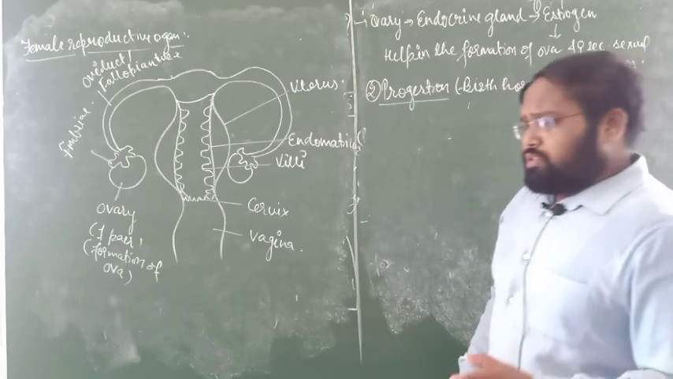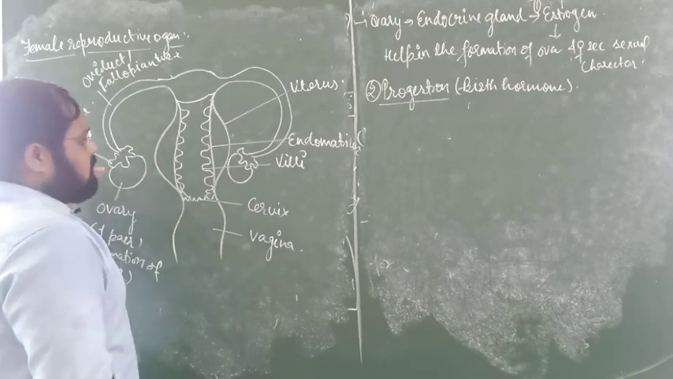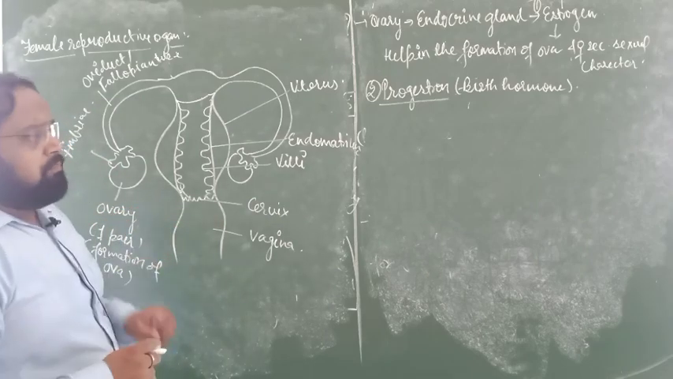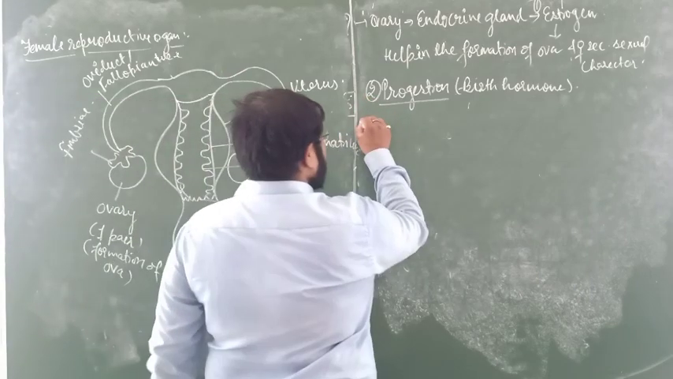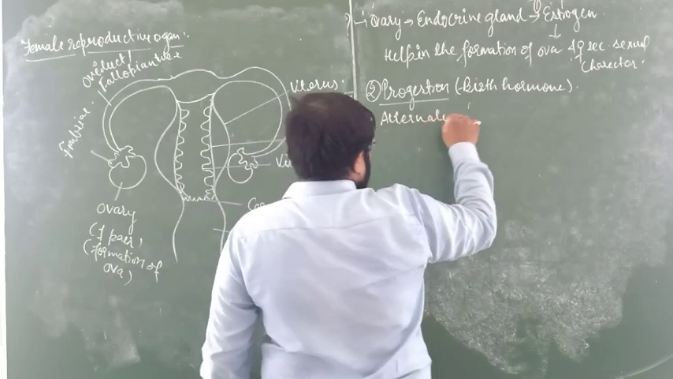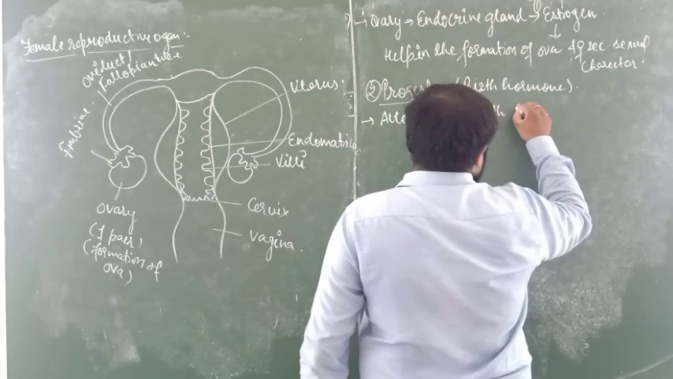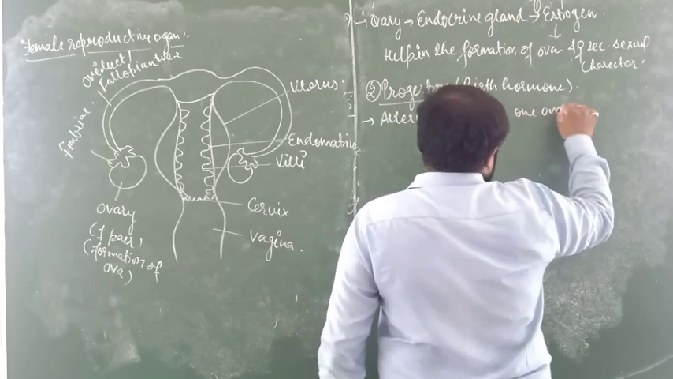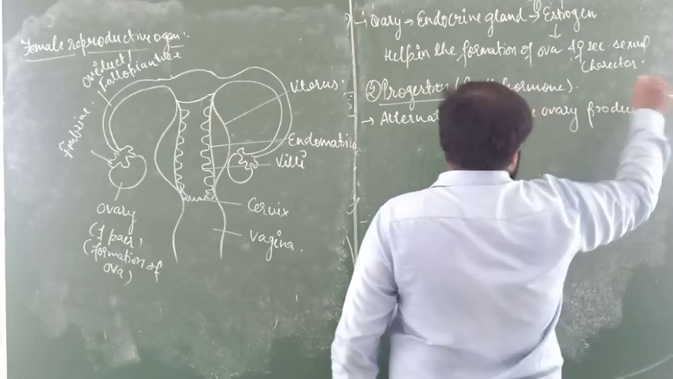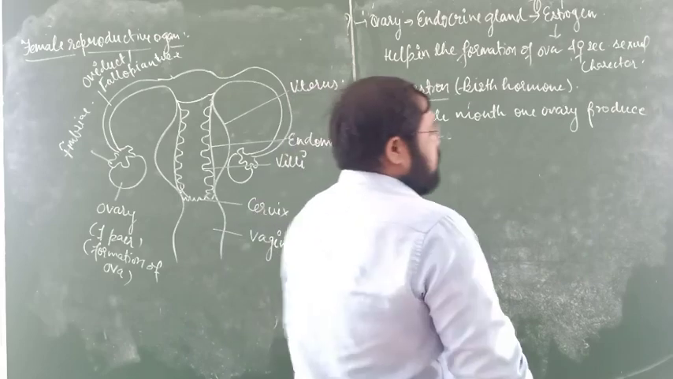Okay, first thing. Second thing is that in alternate months, one ovary produces one ova. Okay, the point is very simple. Alternate month, one ovary produces one ova.